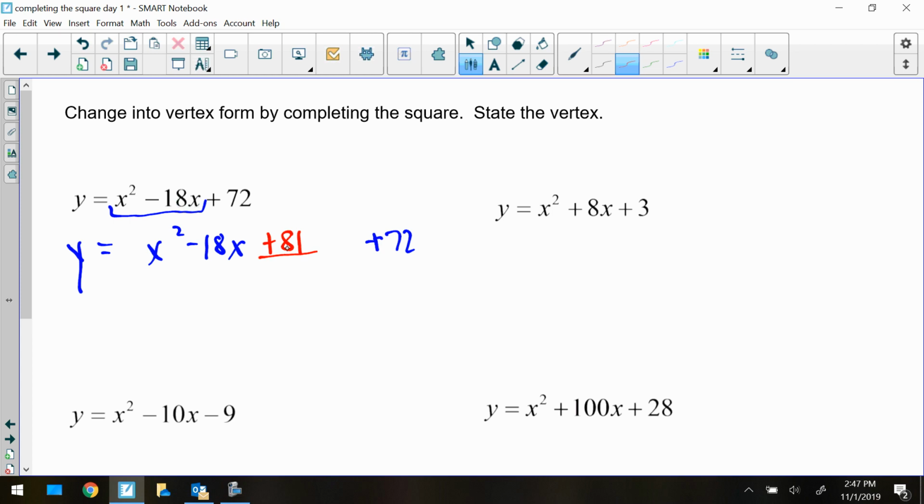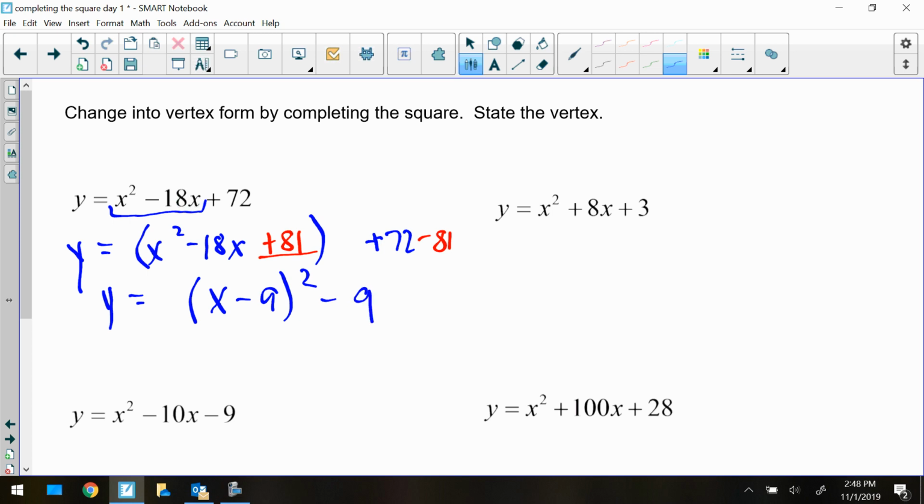So if I'm going to add 81 there, I need to balance the equation off by subtracting 81 at the end. And now the red stuff adds to 0, so essentially you're still just left with the stuff I have in blue. So these 3 terms that I have up front, if you go backwards, you're going to end up with x minus 9 squared. It is the square in reverse. Then I'm going to take 72 minus 81, and I am going to get negative 9.